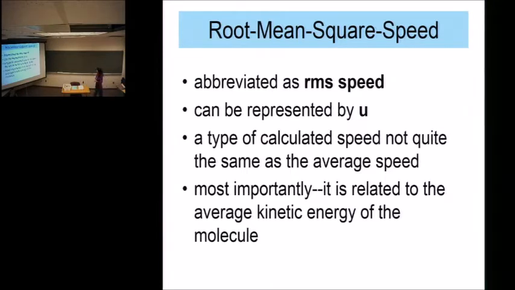Okay, so kinetic energy is related to the root mean square speed, which we said we can abbreviate RMS or u. So let's put that up here. Kinetic energy is 1/2, what do you guys know the equation? Mass times velocity squared. Okay. Okay, let's do this one again.